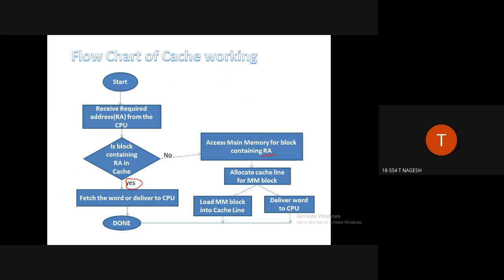So what is this cache hit and cache miss? If you simply find the data or the required word in the cache memory, then it is called a cache hit. But if you don't find the required address or the required data in the cache memory, then that is called a cache miss.